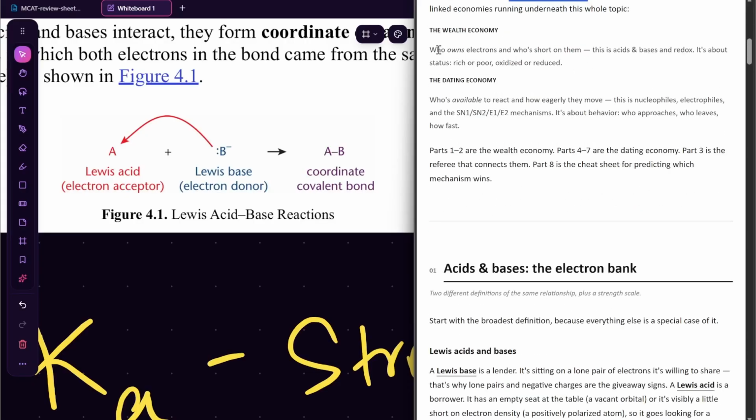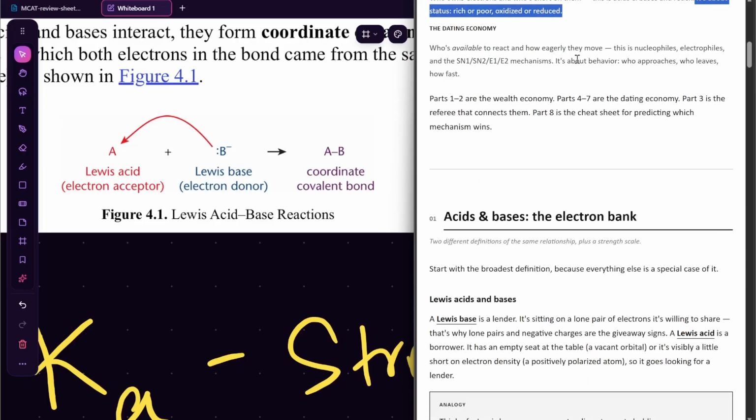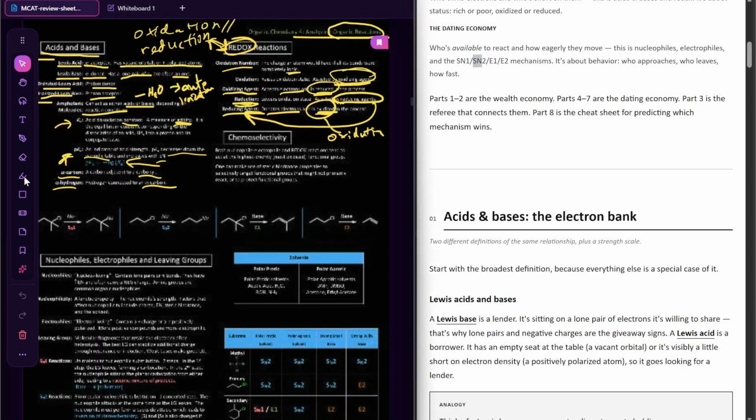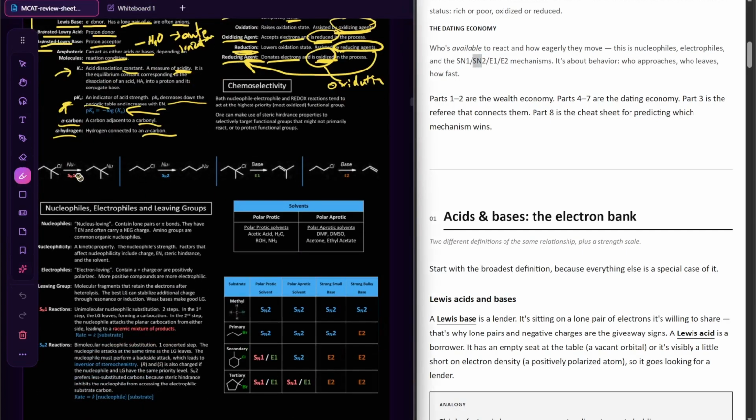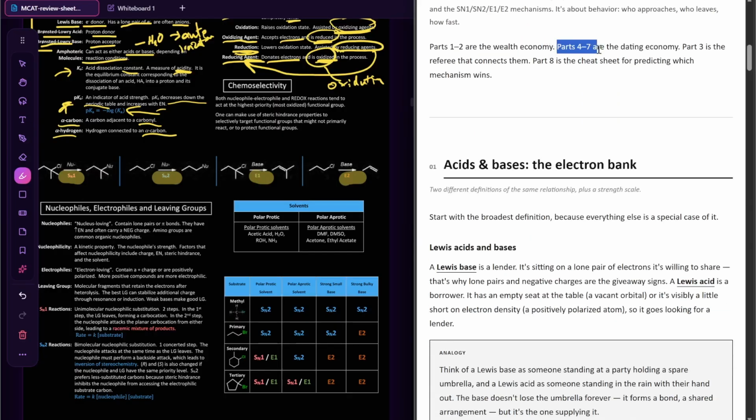Okay, so you have those who own electrons. This is acids and bases and who's short on them. And this is the story of acids and bases and redox. It's about status, rich or poor, oxidized or reduced. So who's available to react and how eager they are to move. This is the story of nucleophiles, electrophiles, and the SN1 reactions, SN2 reactions that we saw here. SN1 reactions, SN2 reactions, E1 and E2. So for all of these mechanisms, it's about behavior, who approaches and who leaves, and how fast. So parts 1 and 2 are the wealth economy, parts 4 and 7 are the dating economy, and part 3 is about the referee that connects them.